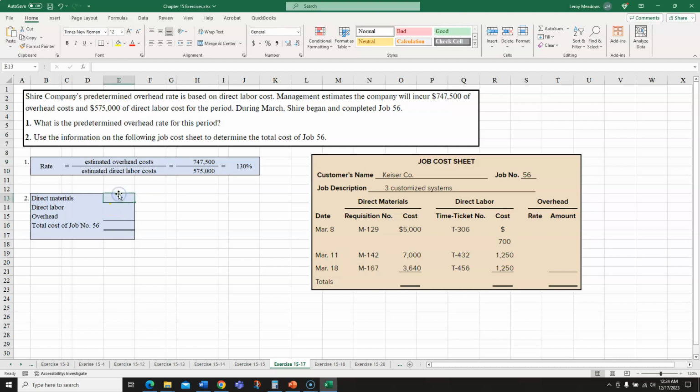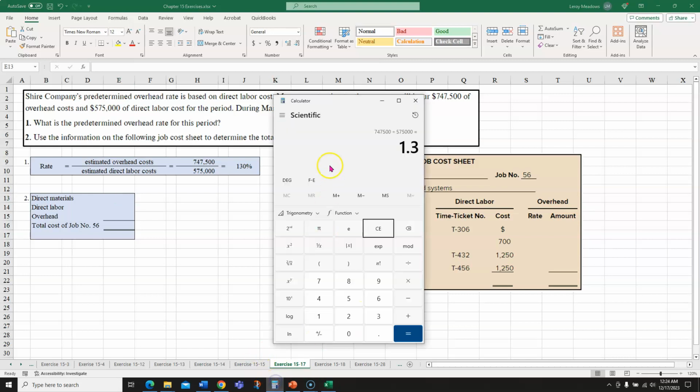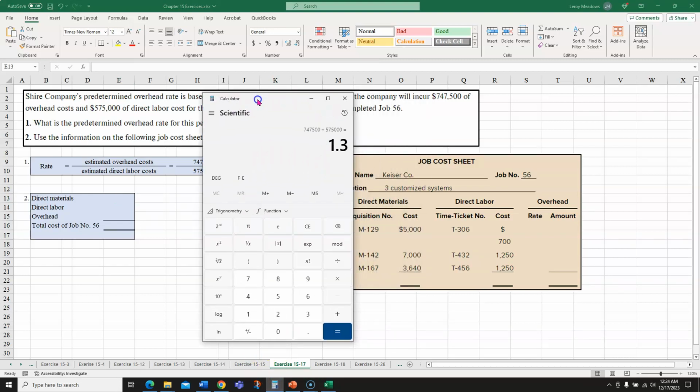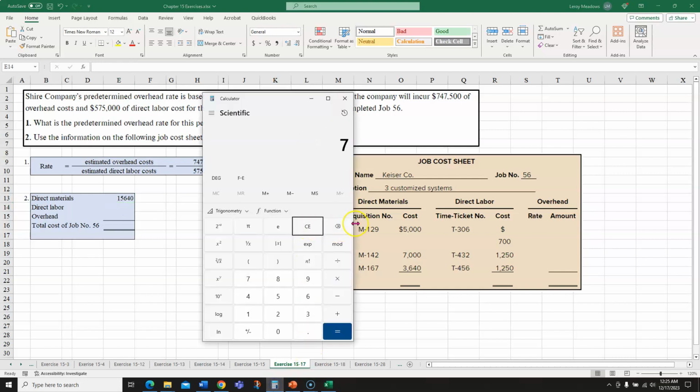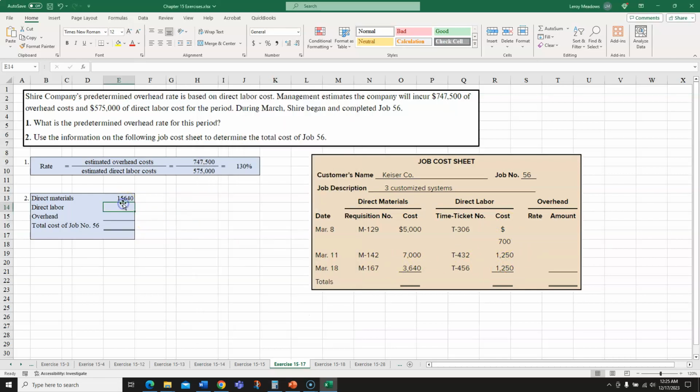So what's our direct materials? Well, we have the direct materials here on the job cost sheet, but they're not totaled. So I guess we're going to have to do that. 5,000 plus 7,000 plus 3,640, and our direct materials usage is $15,640. Now our direct labor is what? 700 plus 1,250 plus 1,250, and that will give me a total direct labor of $3,200.